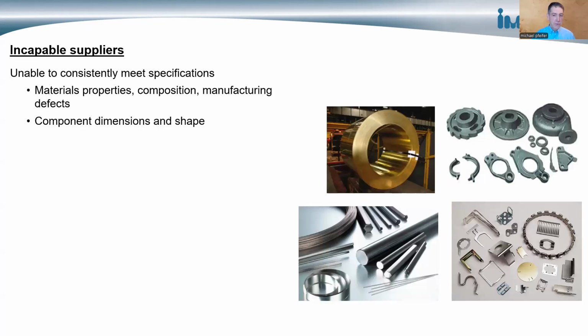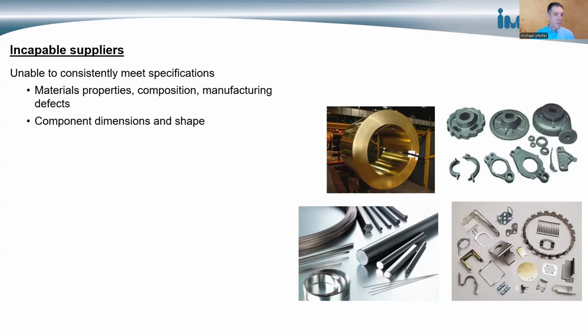The third cause of delays is having incapable suppliers. This is when you find a low-cost supplier and you bring them on and they're unable to consistently meet your specifications. This can be for stock materials such as metal sheet and coil and bar, plastic pellets, metal powder, tubing, also fabricated components like castings, injection molded parts, extruded parts, and so on.